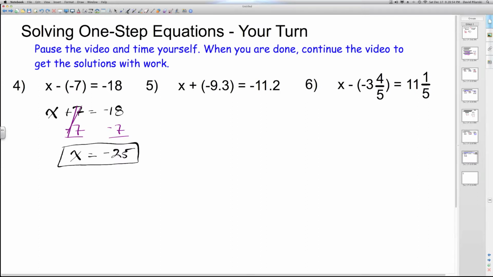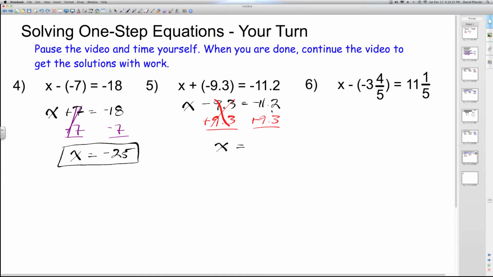And problem number 5, you need to recognize this plus a negative 9.3 can be rewritten as x minus a positive 9.3 equal to a negative 11.2. Now it should be really easy to recognize that since we're subtracting 9.3 from the variable x, we'll need to add 9.3 to both sides using the addition property of equality. These numbers cancel because they become 0, giving us x by itself on the left-hand side.